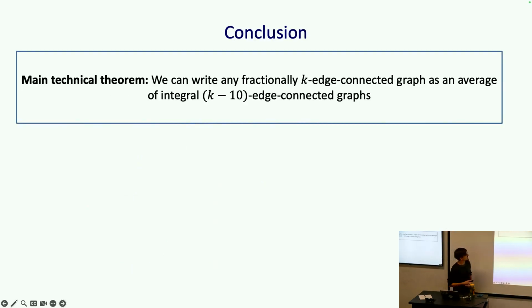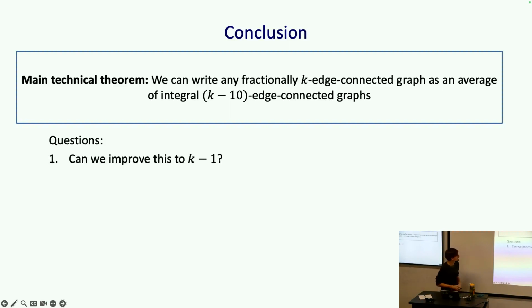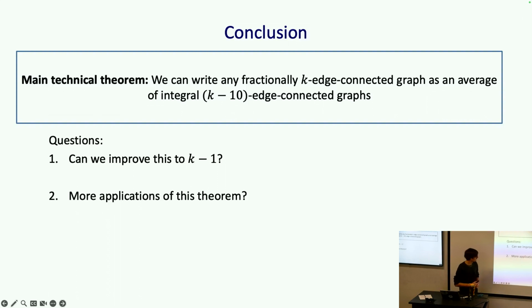So this gives us our main technical theorem. And there are some open questions. The first is, I would love to improve this to k minus 1. I think it could be true. I don't know how, but yeah. The second thing is, I think this is a really nice fact. It says that fractional connectivity and integral connectivity are basically the same, up to a small constant. So I really hope it has applications elsewhere, wherever connectivity matters.